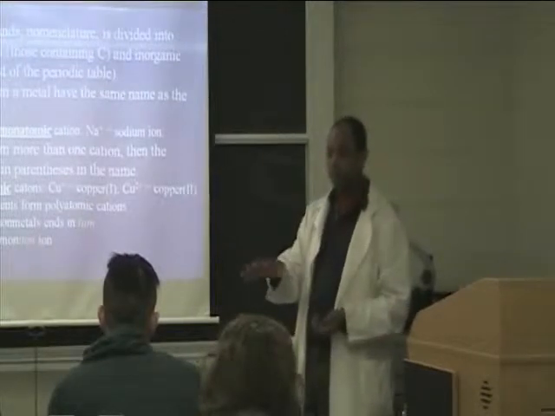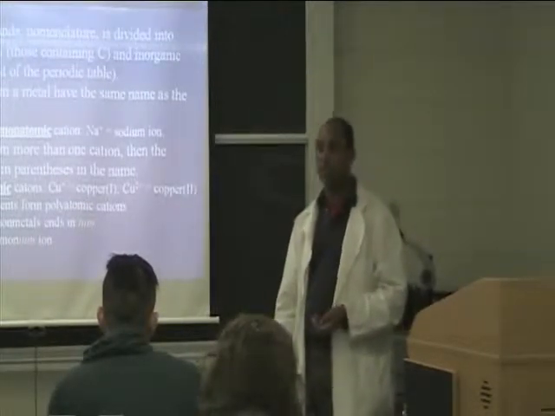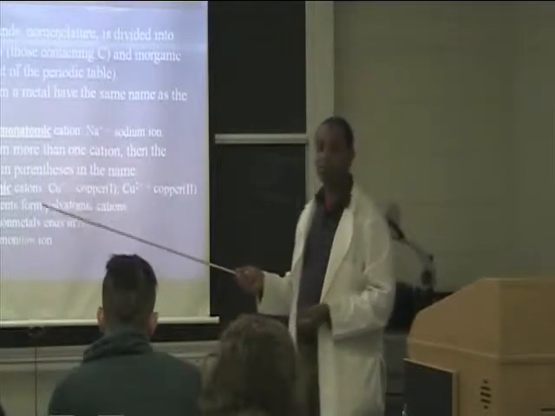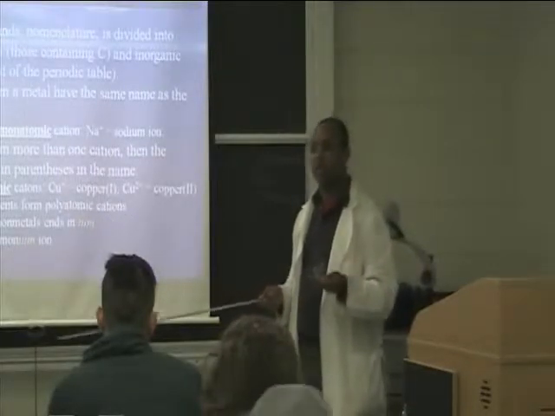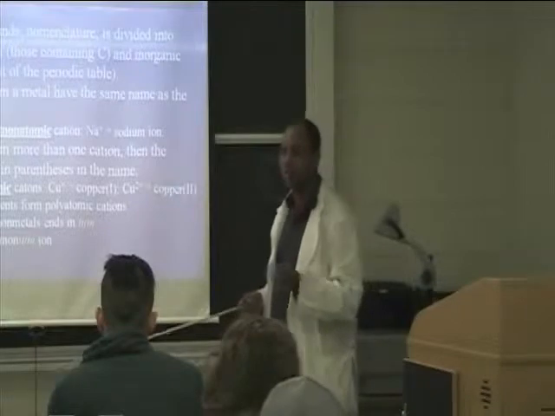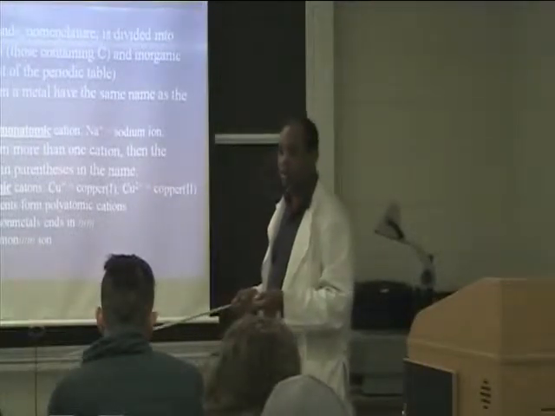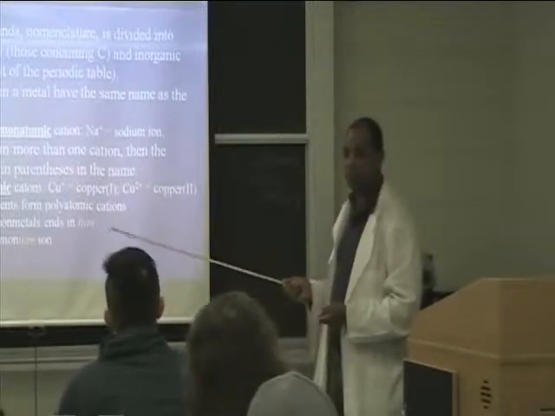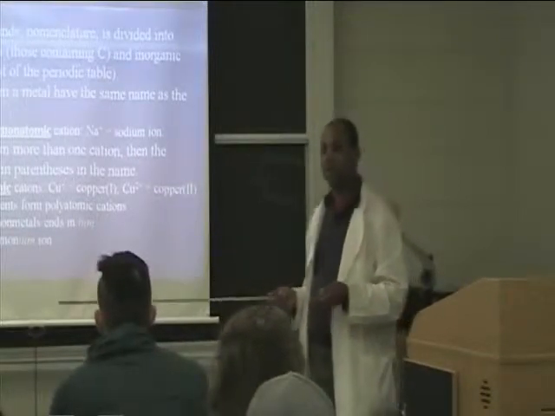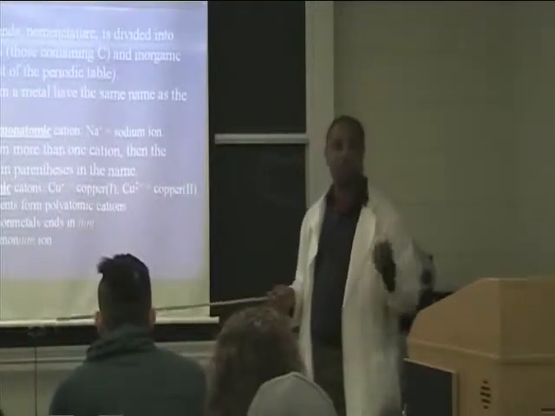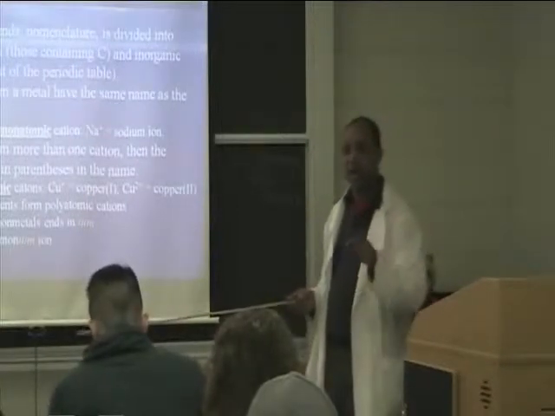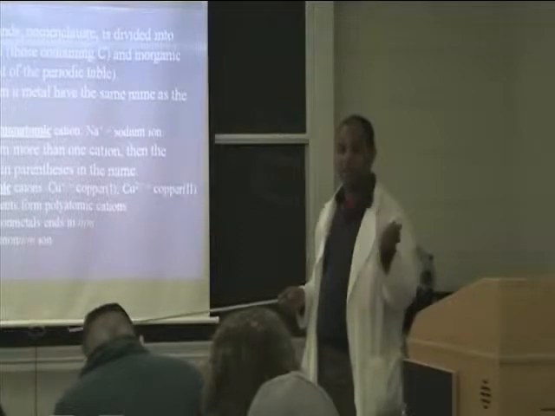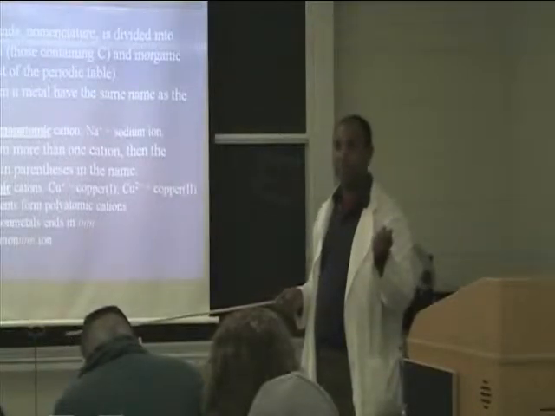The book that we are using prefers to write Roman numerals instead of using the Greek-style suffix, OUS or IC. So if you have a charge of +2, you say copper 2. If you have iron with a charge of +3, you may say iron in brackets, Roman numeral 3. Does that make sense?